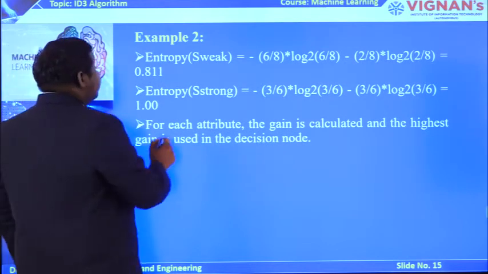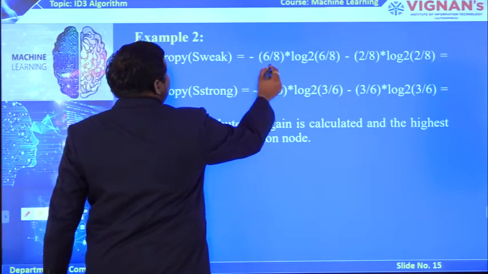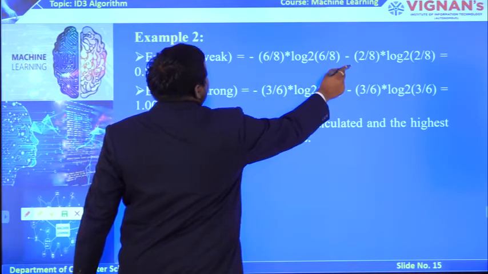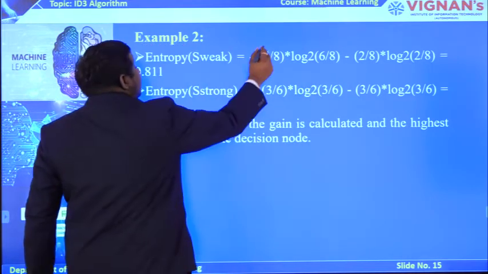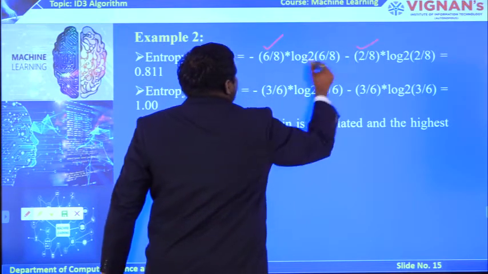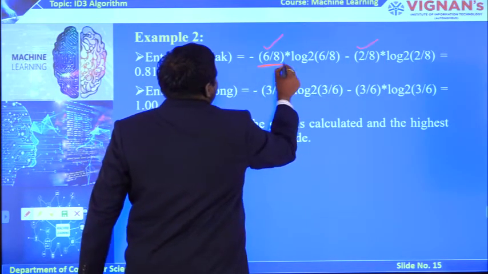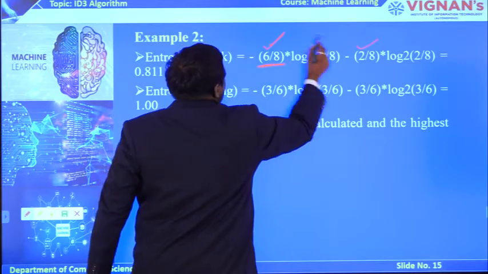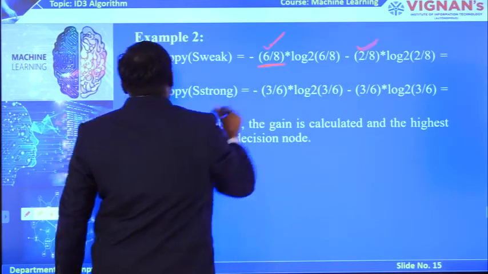How here? Entropy of S weak is 6 by 8 multiplied by log 2 of 6 by 8, minus 2 by 8. So, we are having 6 are true at first, 2 are weak. So, 6 by 8, total number of events 8. So, 6 are strong, 2 are weak. So, for that we are calculating.